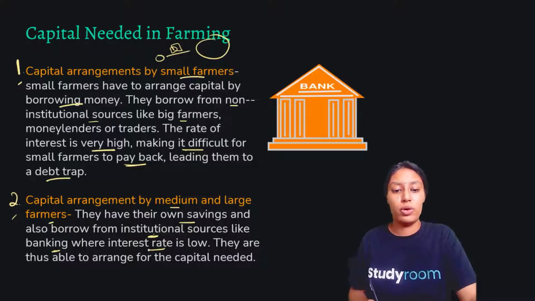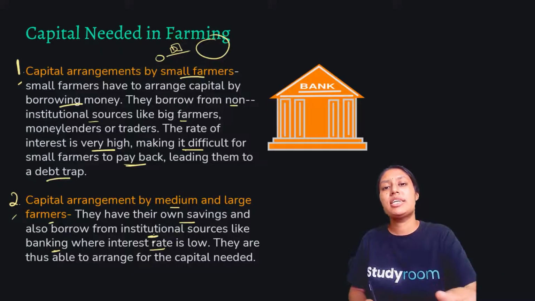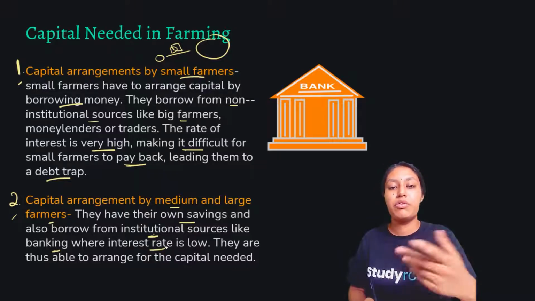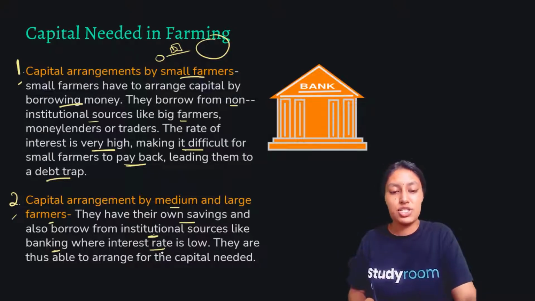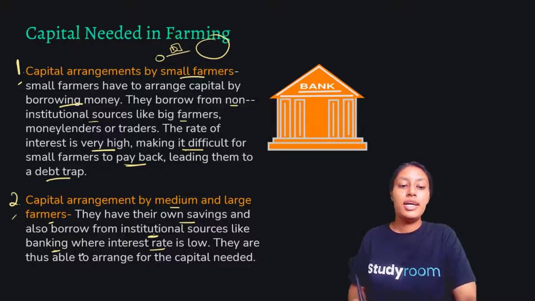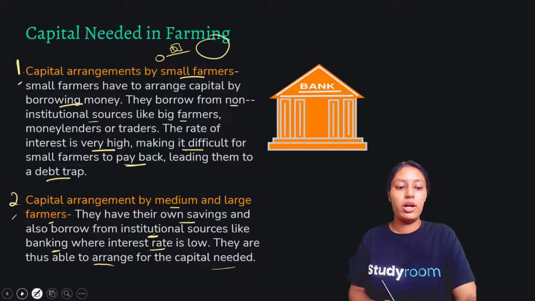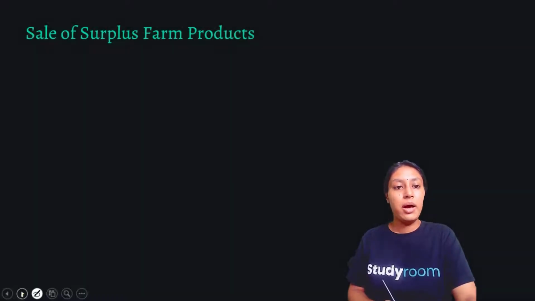where interest rate is low. Okay, if you don't know, interest rate is the amount that a lender asks a borrower in return for the money. So it's just the amount that they ask. So it is very easy for medium or large farmers to arrange the capital, or the investment that they needed for their farming.